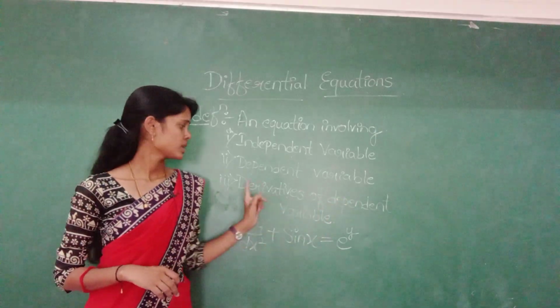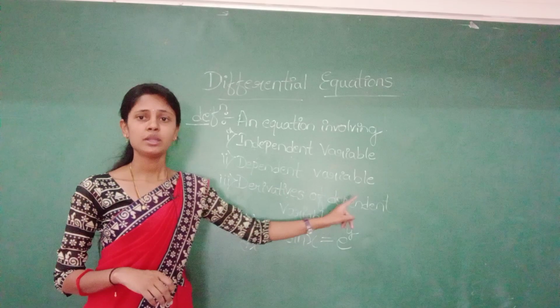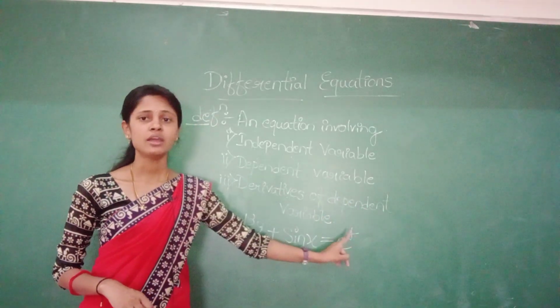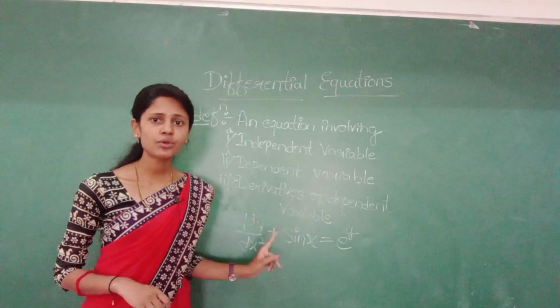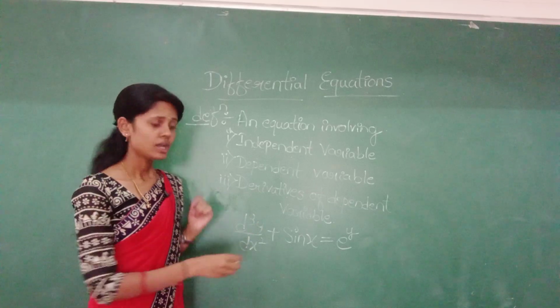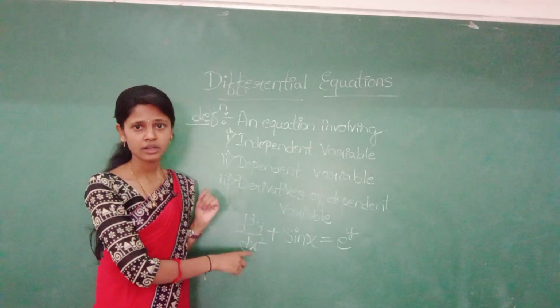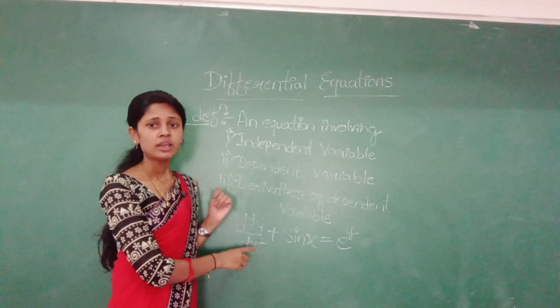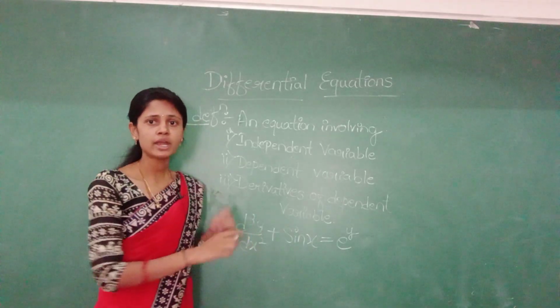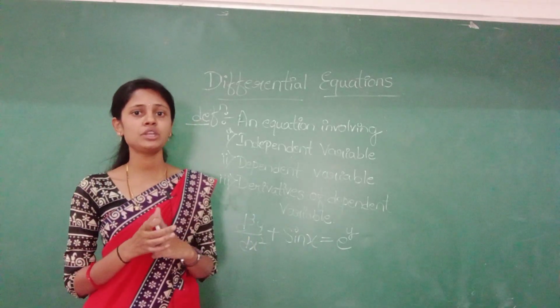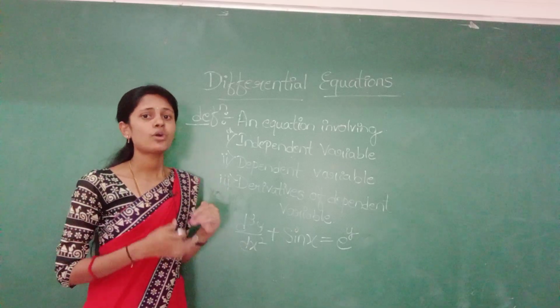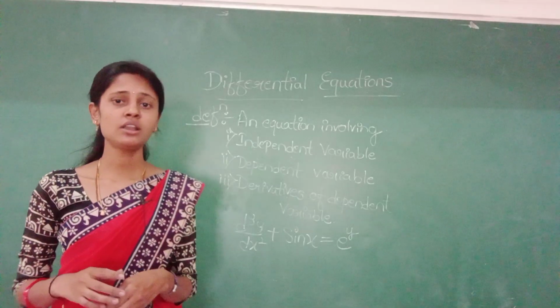What is the derivative of the dependent variable? The dependent variable is y here, and we must have the derivative for y. Derivative for y means dy by dx, right? So dy by dx, and here we have d cube y by dx cube, that is the third derivative of y. So this is what we call a differential equation.